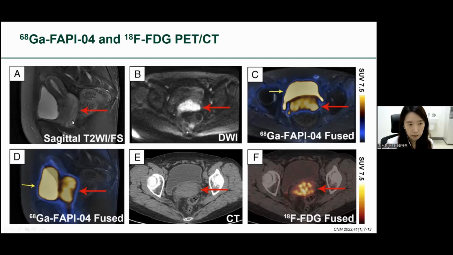FAPI PET MRI scans show the irregularly thickened cervix, and also there is a region of restricted diffusion on diffusion-weighted imaging. And in the FAPI PET, the region showed increased FAPI uptake here. And the FDG PET-CT also showed increased hypermetabolism in the uterine cervix. So FAPI PET-CT showed similar detection ability or sensitivity for cervical cancer compared to the FDG PET-CT.